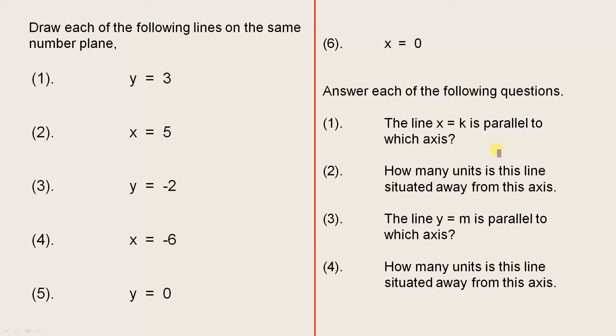Number 2, how many units is this line situated away from this axis? So once you work out which axis this line is parallel to, then you have to work out how many units away from the axis is that line. Number 3, the line y equals m is parallel to which axis? So it's the same here. Find out which axis it's parallel to. And finally, how many units is this line situated away from this axis?